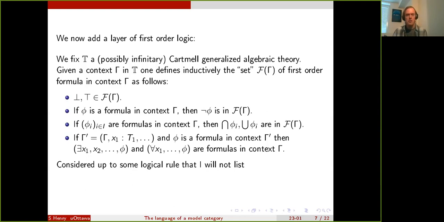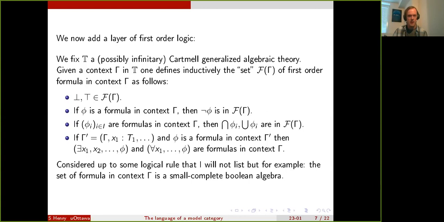And of course, all those formulas are considered up to some logical rules. I will not list them. One way to write a large number of those rules is just to say that the set, or rather the class of formulas in context gamma should be a small complete Boolean algebra. So negation should behave like a negation in a Boolean algebra, and we should have all the conditions about conjunction and disjunction that will make this thing a small complete Boolean algebra. And then there are a few additional rules on top of that for the quantifier that I will explain later.